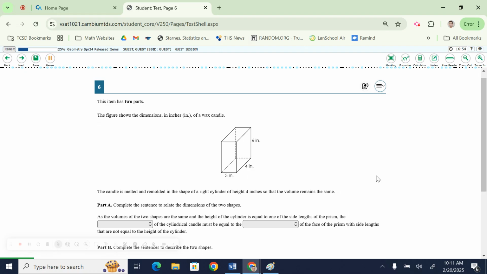As the volumes of the 2 shapes are the same and the height of the cylinder is equal to one of the side lengths of the prism, the blank of the cylindrical candle must be equal to the blank of the face of the prism with side lengths that are not equal to the height of the cylinder.